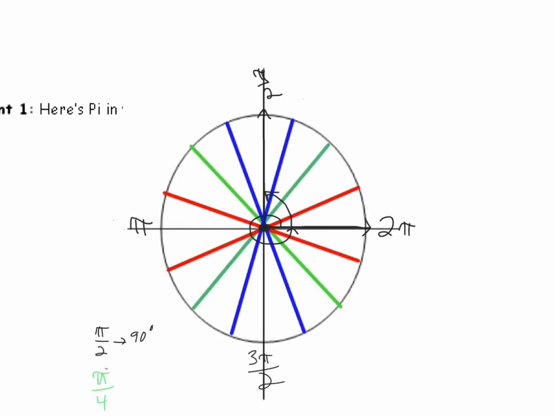So if I go halfway to pi over 2, I'm taking half of the half. 45 degrees is just pi over 4.